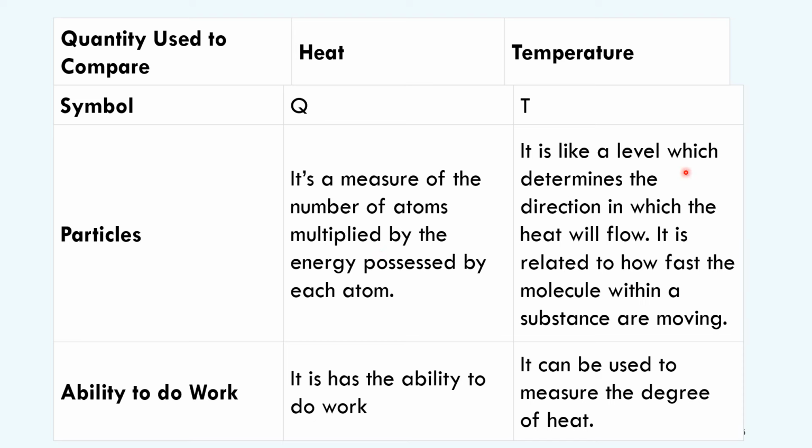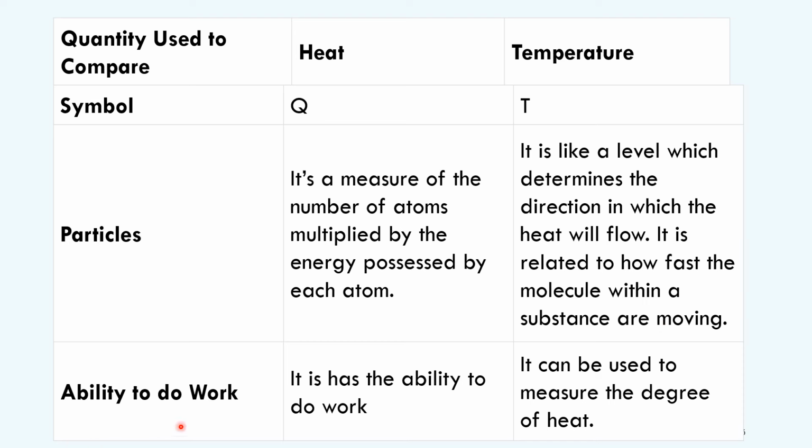Temperature is like a level which determines the direction in which heat will flow. Temperature indicates the direction of flow of heat. It is also related to how fast the molecules within a substance are moving. It indicates the fastness of the molecules within a substance.